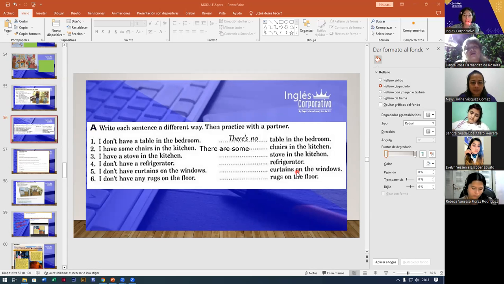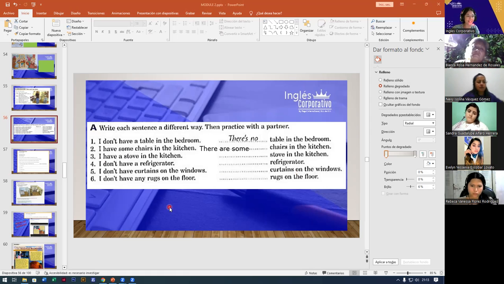Como decimos encima. Correcto. Encima o sobre de algo. We say on the table, on the desk, on the notebook. In es espacio. Es un lugar. In the kitchen, in the bathroom, in the bedroom. It's an area, es un área, un lugar, un espacio. Okay. Thank you, Miss. You're very welcome. What about number three?